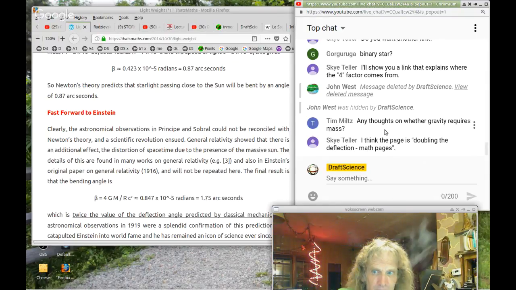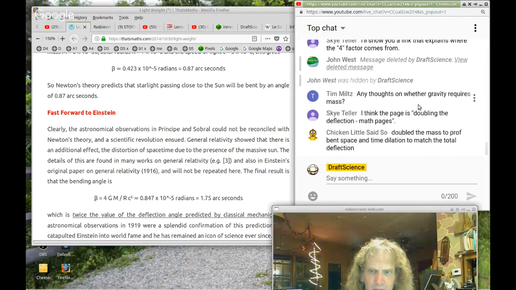I don't know. Another ambiguous mush thing. Any thoughts on whether gravity requires mass? I don't even know how anybody can make any sense out of that.